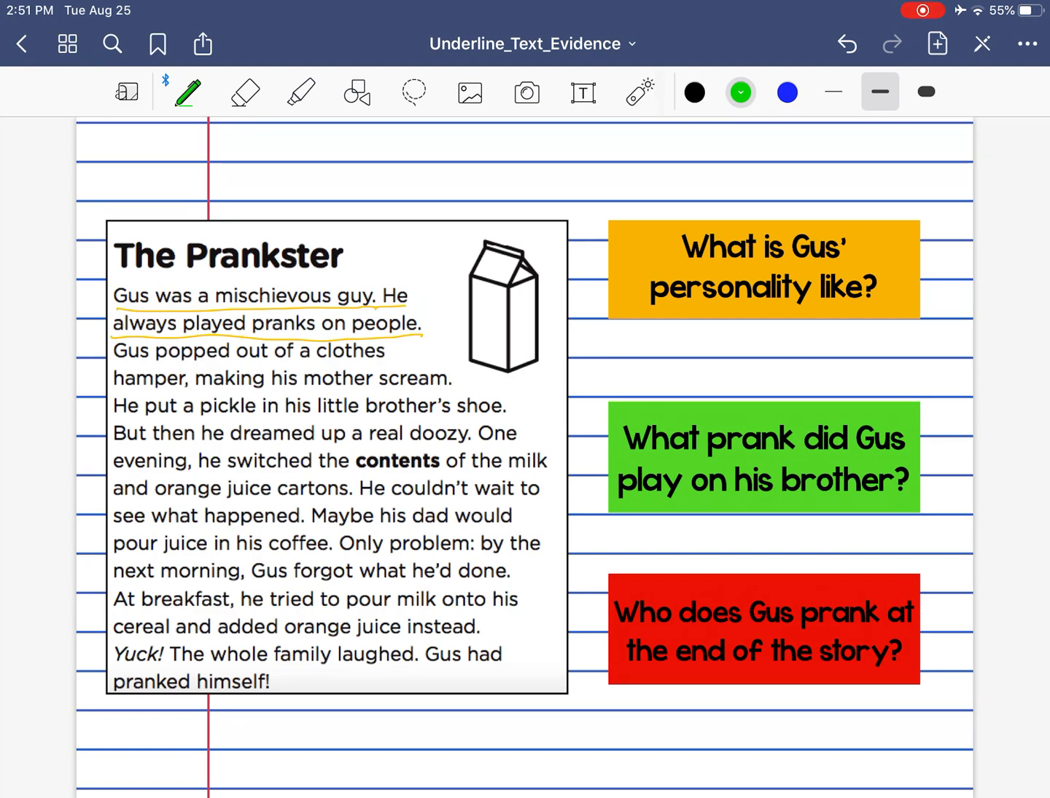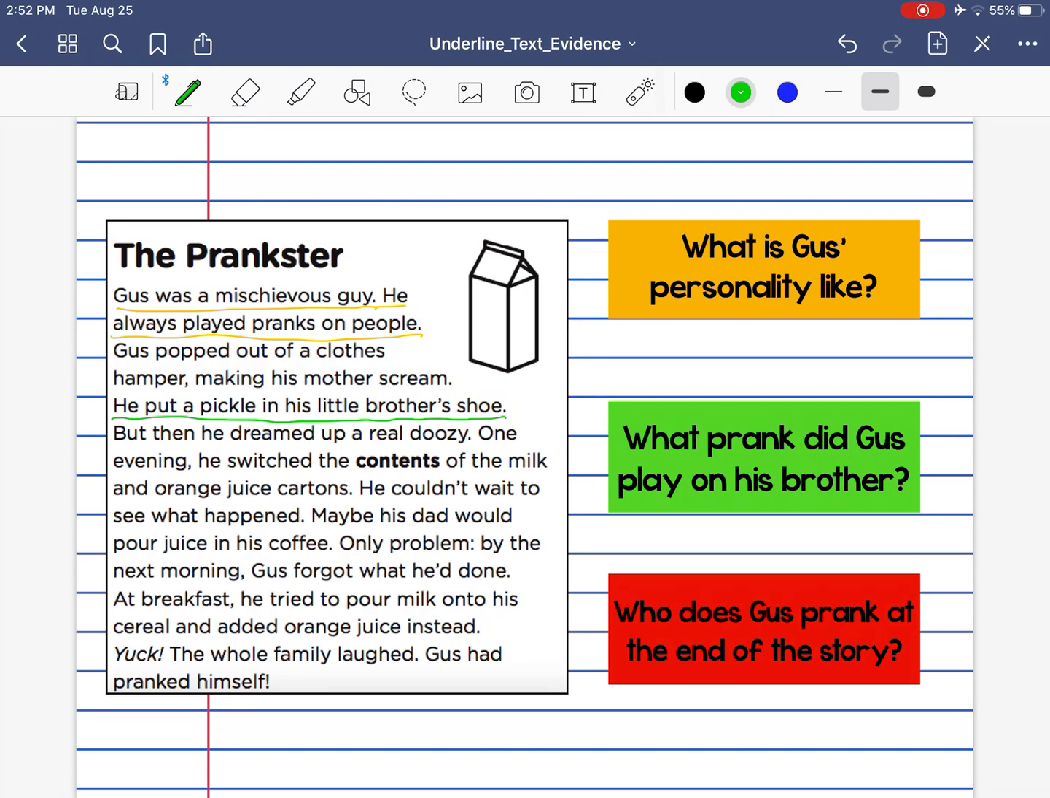Now, how do I know that's the right answer? Where did I find that information from? I need to cite my text evidence. So I'm going to go back and underline my text evidence for that question so that I know what I need to write in my C sentence. So can you go find a sentence that would be your text evidence? Did you find it? So why do I believe that Gus put a pickle in his little brother's shoe? Because it says it right here. He put a pickle in his little brother's shoe. That's my text evidence, and I underlined it in green because this was a green question.